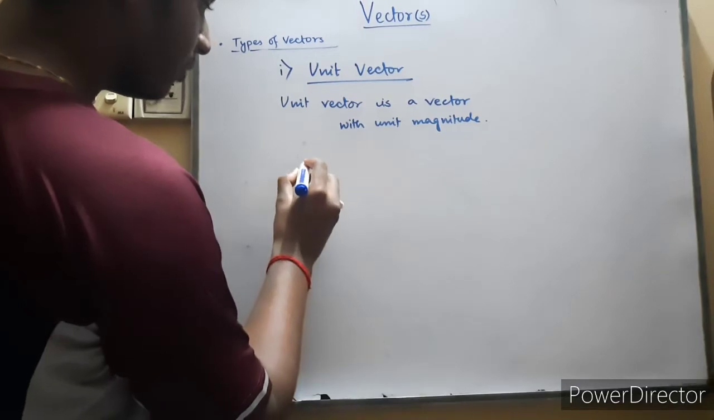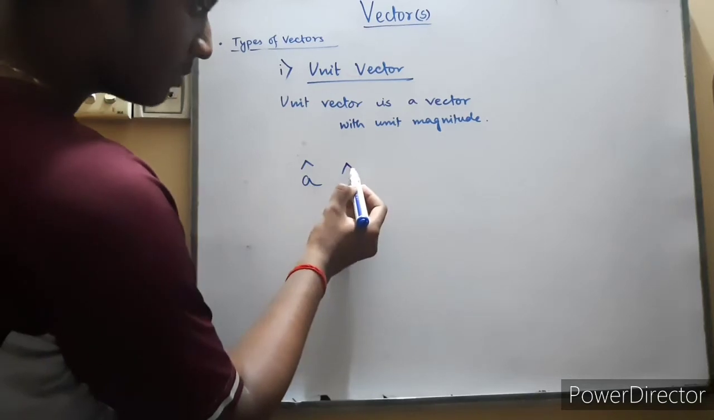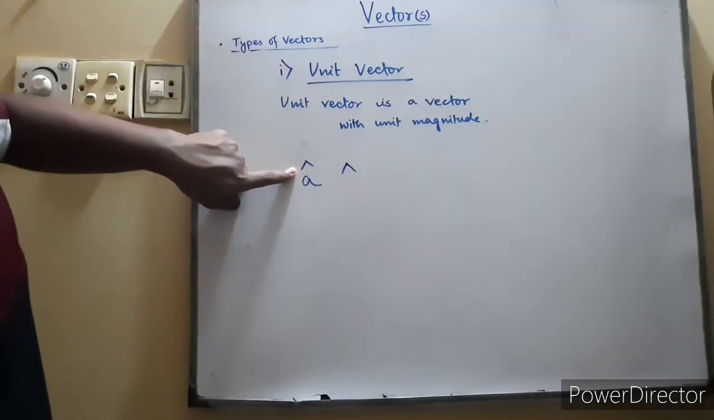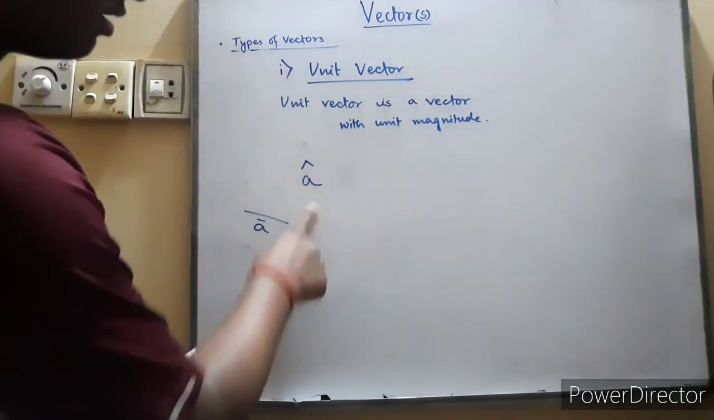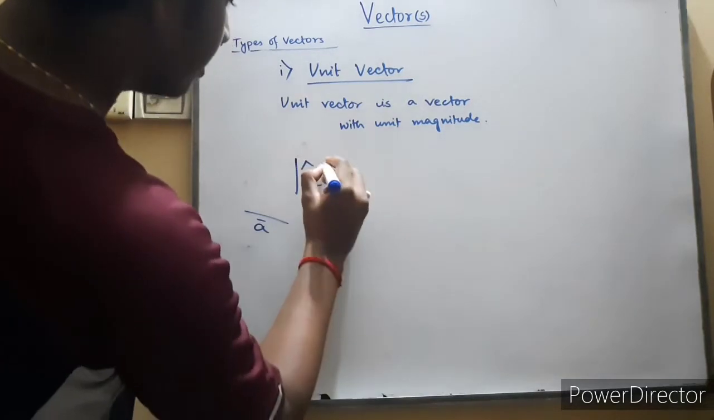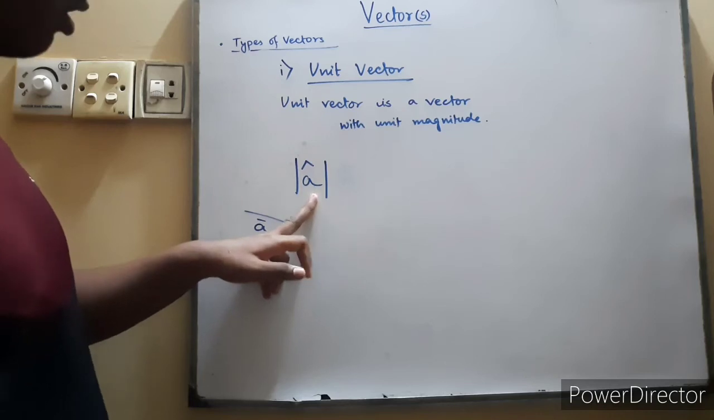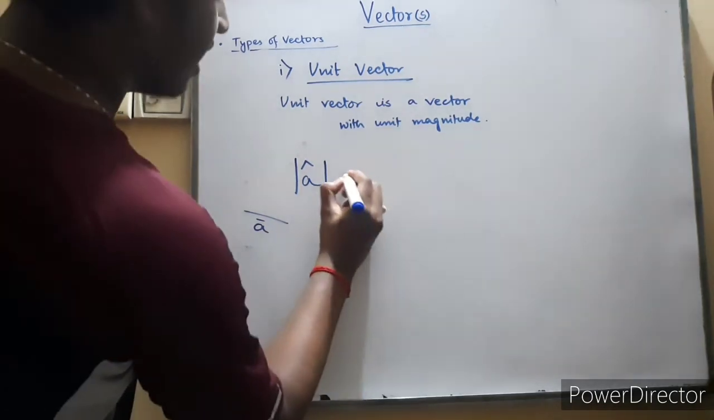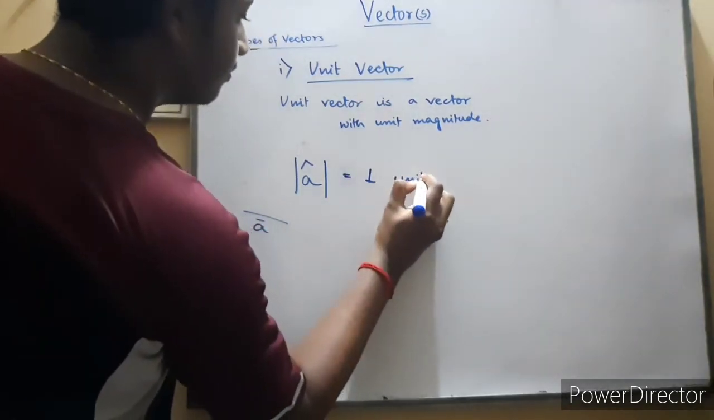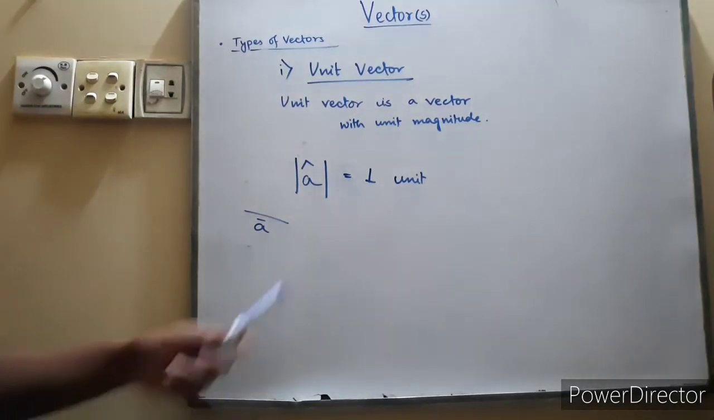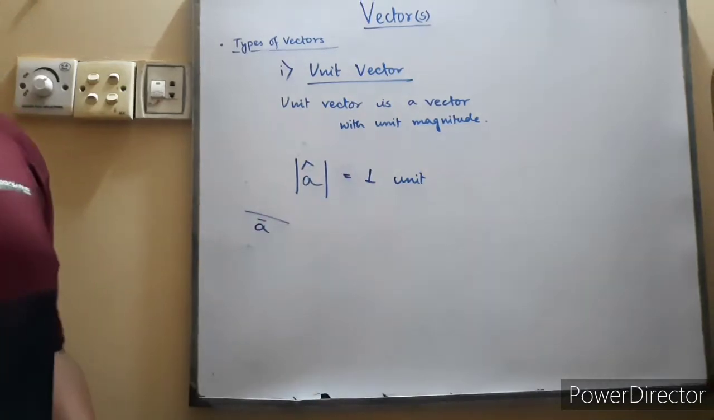A unit vector is represented with a cap. Okay, this is called a cap, the greater than or less than symbol upside down. This cap symbol represents direction. Since the magnitude is 1, or unit, we can say that mod, that is, taking the magnitude, of vector A cap is always 1 unit. So the magnitude of a unit vector is always 1. That is what the definition says.